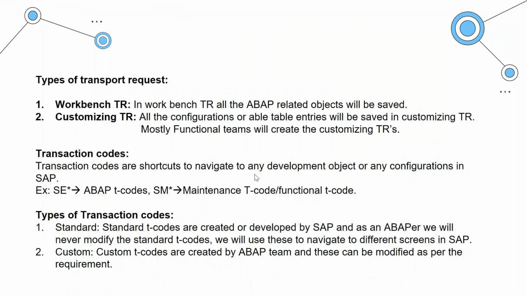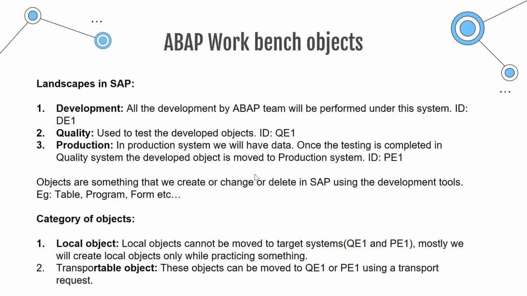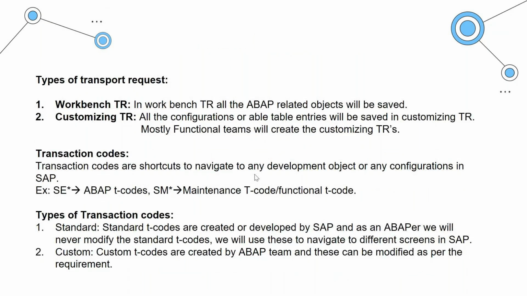Okay, next, types of transport requests. What are the different types of TRs in our system? So we have two types of TRs. I told you in the beginning when we discussed ABAP workbench objects, I said there are two types of objects, workbench objects and customizing objects. So similar to that, we have two types of TRs, workbench TR and customizing TR. Workbench object should be saved in a workbench TR. Customizing object should be saved in a customizing TR.